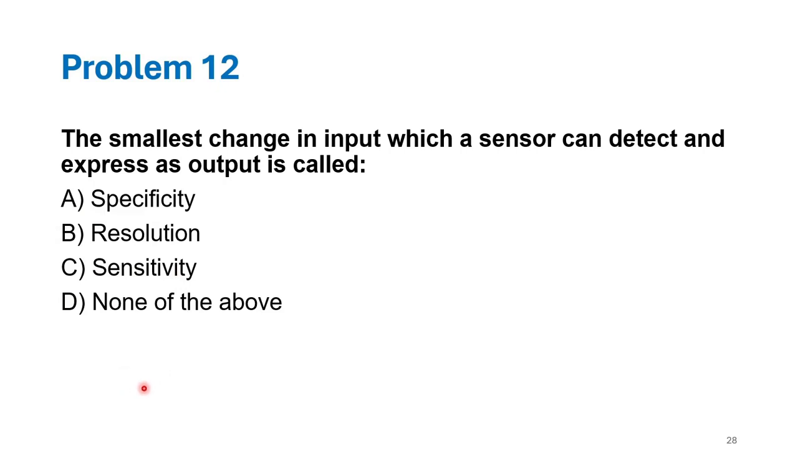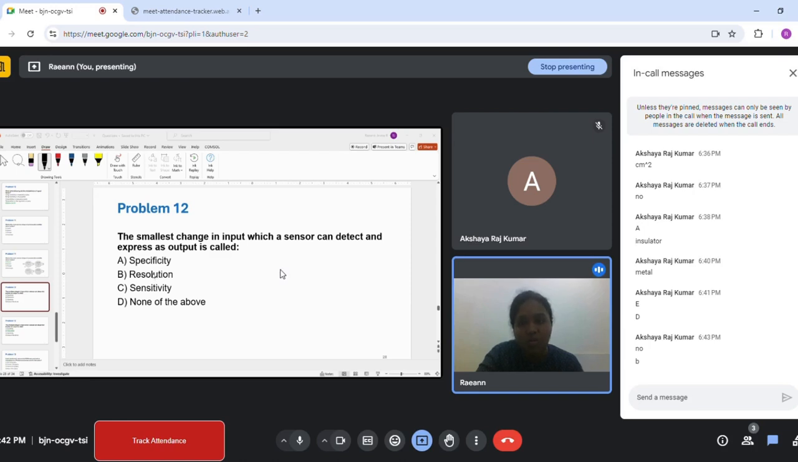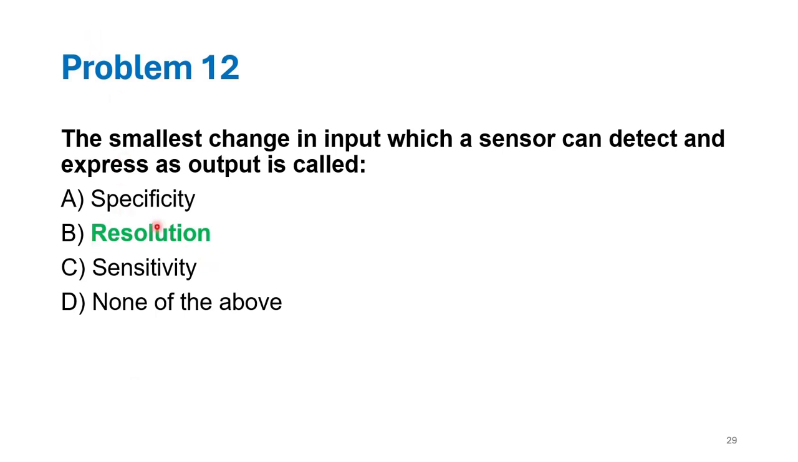So what's the answer? In option A we have specificity, right? Specificity is the ability to assess an exact analyte in a mixture. So we will be able to detect that particular analyte even if it is in a mixture. Okay, resolution is the smallest change that can be detected in the quantity that is being measured.